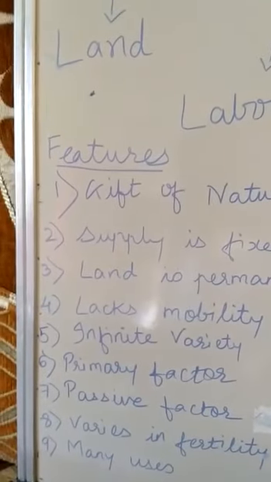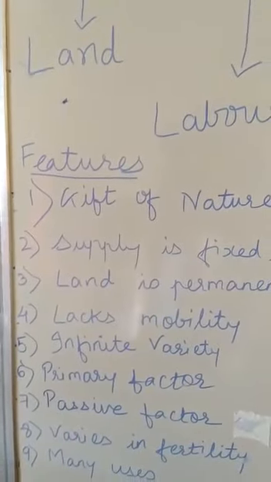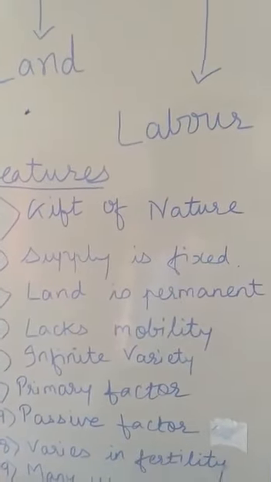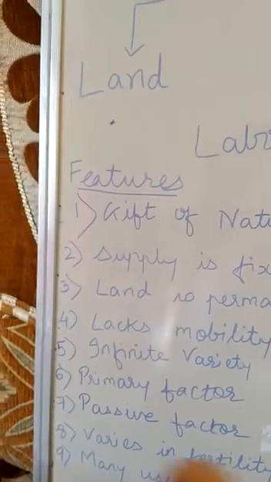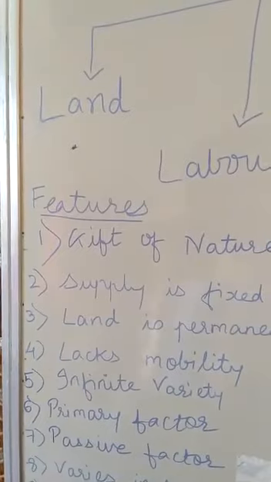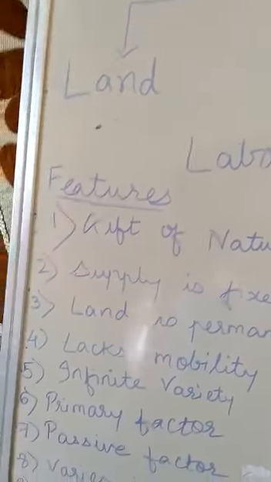See, for example, if I have a piece of land and I want to grow wheat on it, I want to do the production of wheat on that, can the land itself do anything? No, it cannot do anything. What is required? We require labor to work on that land for the production purpose.